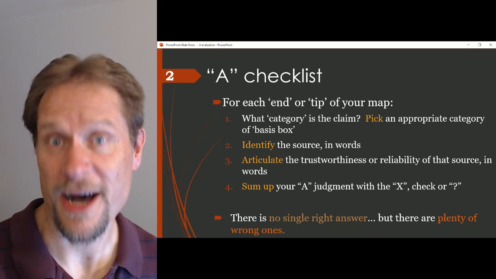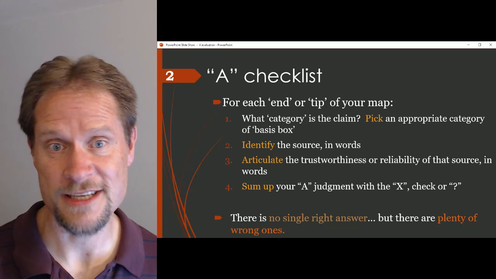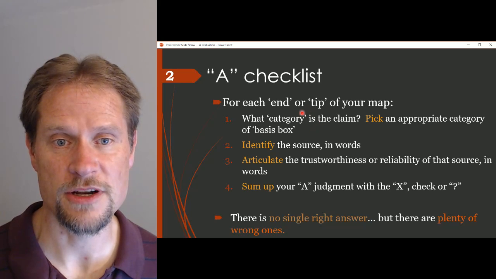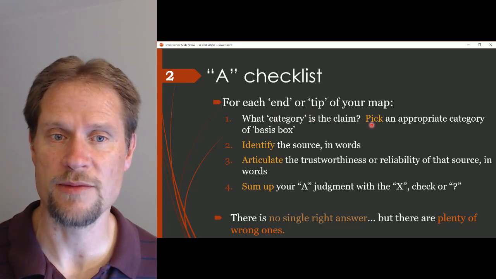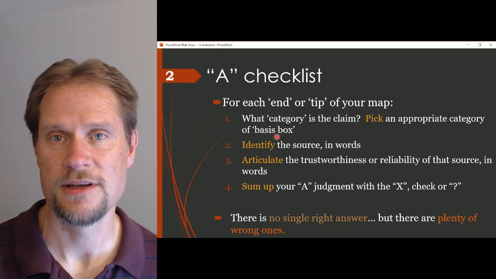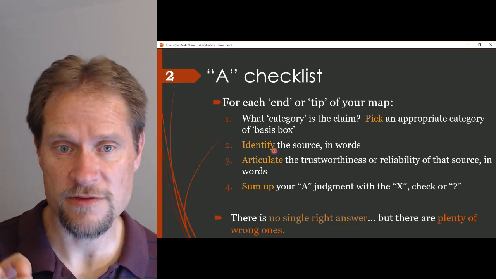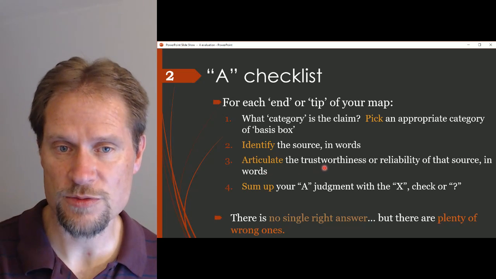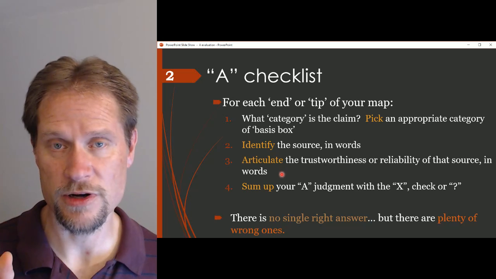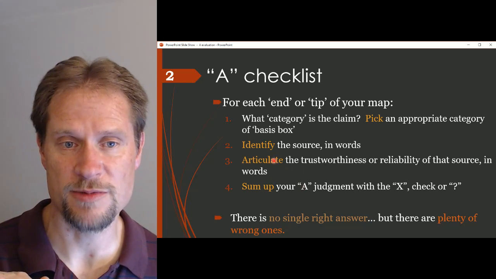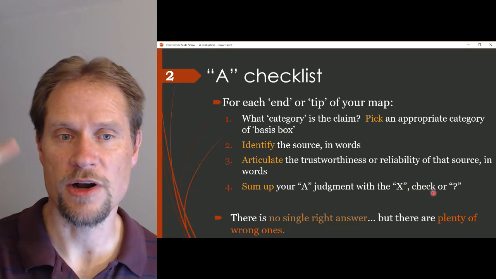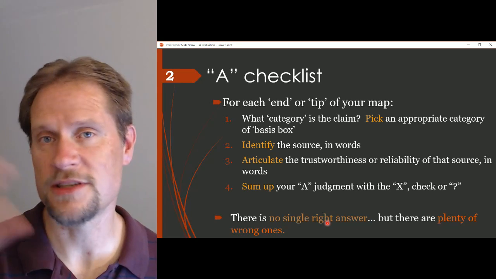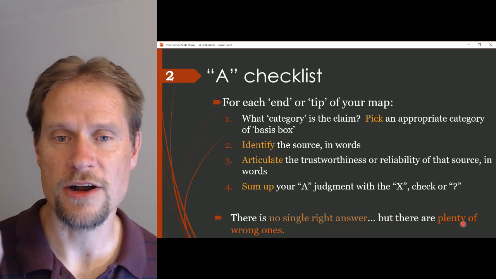So, to sum up from this very long diatribe on acceptability, for each end or tip of your map, you need to first determine what category of source my claim comes from. I need to pick an appropriate category basis box, right? And then I need to identify more specifically the source in the actual box, type it out in words. Then I need to articulate the trustworthiness or the reliability of that source in words. And then I need to sum up that judgment with that overall X check mark or question mark. Okay? And again, a reminder, even for the simple listicles, there's not going to be a single right answer, but there are going to be plenty of wrong ones.